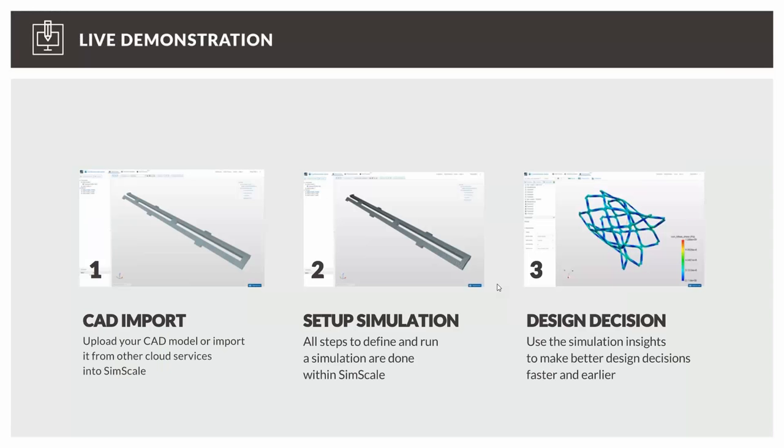Okay, right. Now, let's look at our simulation. What do we have to do? First of all, we need to import the CAD geometry. We will upload the model. Then we need to do the simulation setup, which means we actually need to mesh our geometry. We need to select the simulation type we want to run. We need to add initial boundary conditions and material properties. And finally, once our simulation is finished, we can take a look at the 3D simulation results and use the results to make design decisions and make our product better.